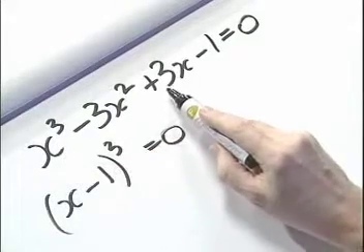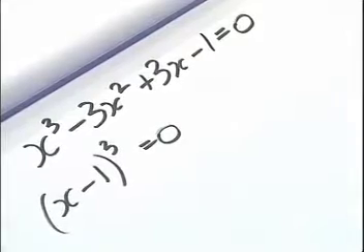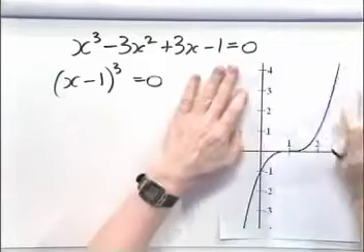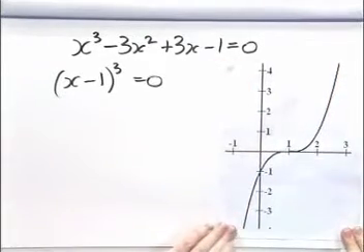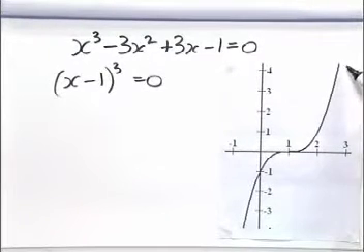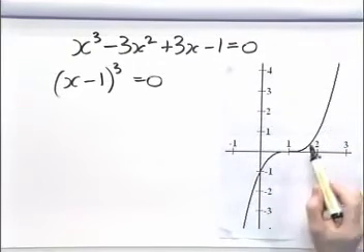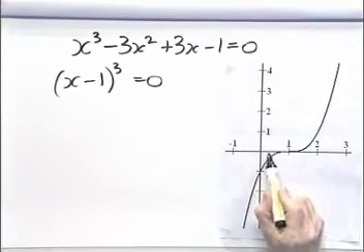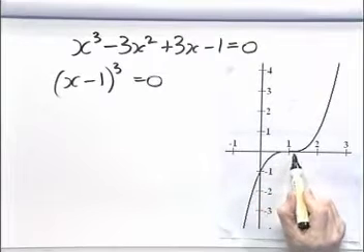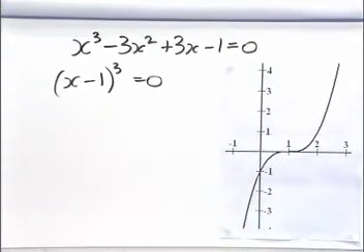The corresponding curve is y equals x cubed minus 3x squared plus 3x minus 1, and it looks like this. As with all the cubics I've shown you so far, it starts low down on the left and goes high up to the right. Notice that the curve does cross the x-axis at the point x equals 1, but the x-axis is also a tangent to the curve at this point, indicating the 3 repeated roots.